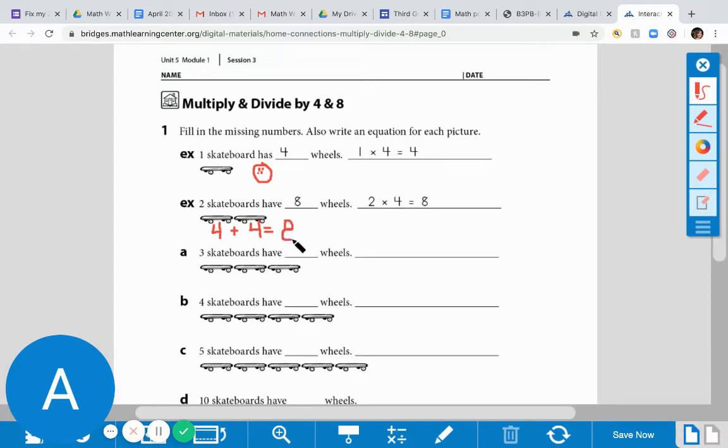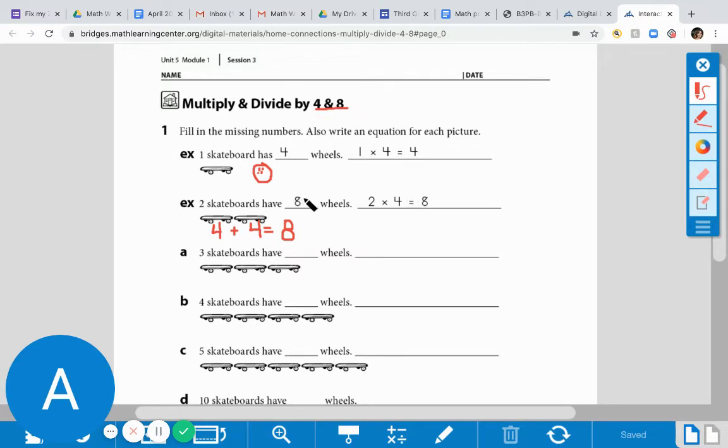But there's one thing I want you to notice here, and that's the relationship between 4 and 8. 4 is half as much as 8, or I should say 8 is 4 2 times, 4 doubled. So if we know 1 times 4 is 4, we know that 2 times 4 is going to be 4 doubled, which is 8. That is the relationship between 4 and 8.